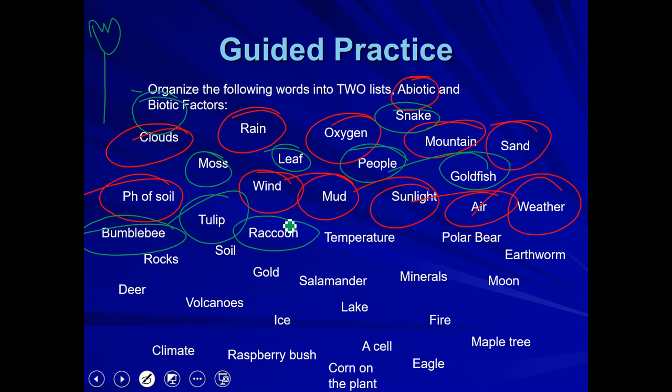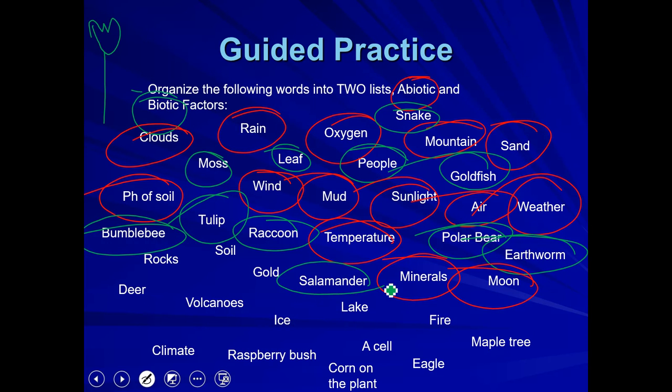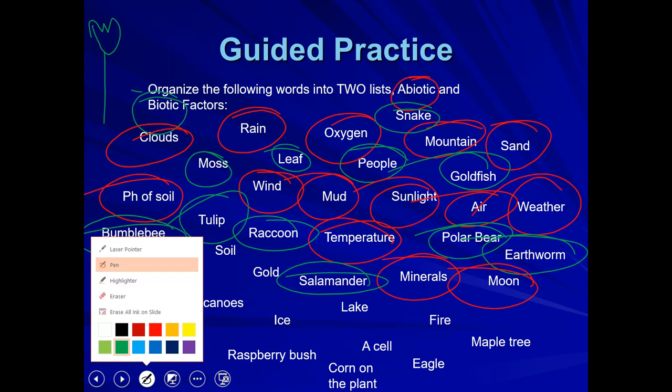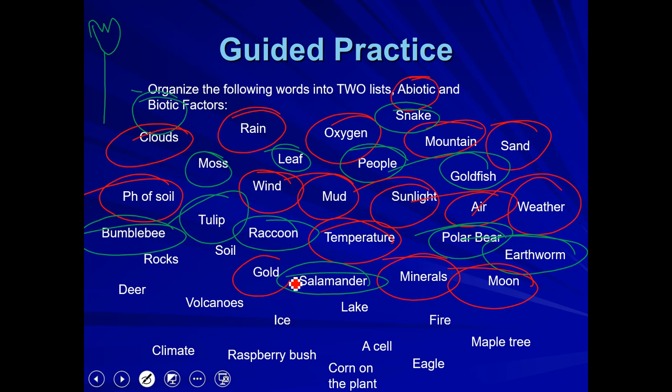Raccoon is obviously biotic. Temperature is abiotic. A polar bear is biotic. An earthworm is biotic. Moon is abiotic. Minerals are abiotic. Salamander is a kind of animal, so yes, it is biotic. Gold is a rock, so it's not living, so it's abiotic. Soil is not living, so it's abiotic. Rocks are not living, abiotic.